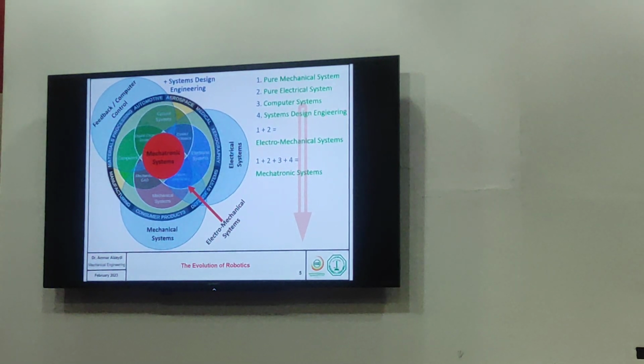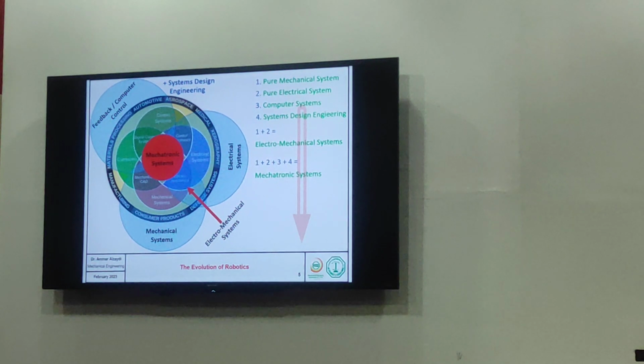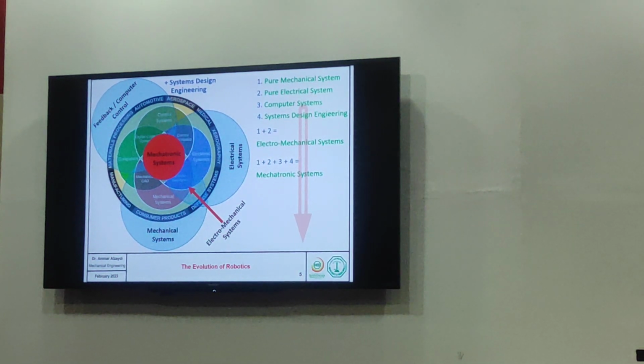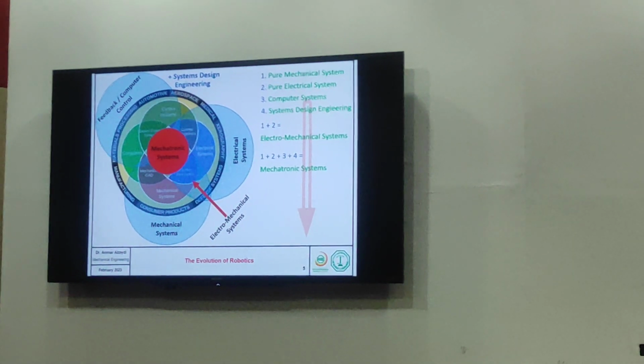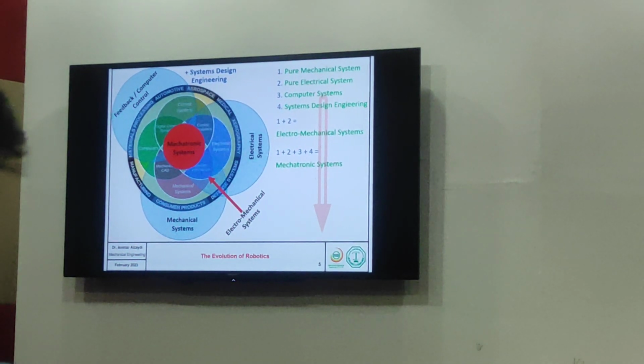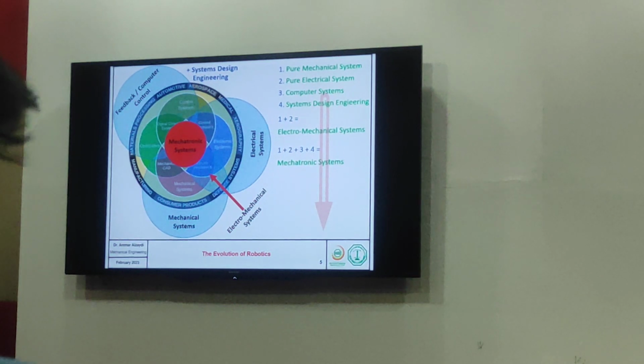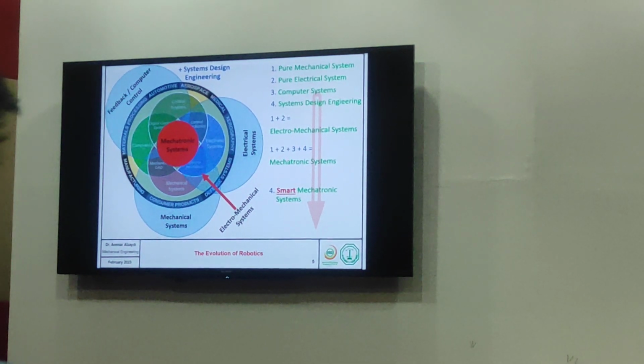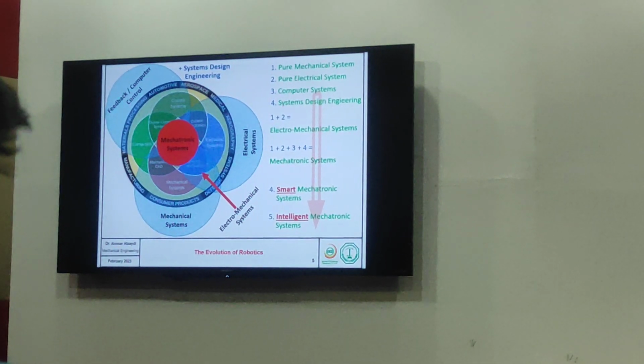So technically, we can divide this into 4 different disciplines: electrical, mechanical, systems, and computer engineering, all combined together to give you the concept of mechatronics engineering. But we also have smart mechatronic systems and intelligent mechatronic systems.